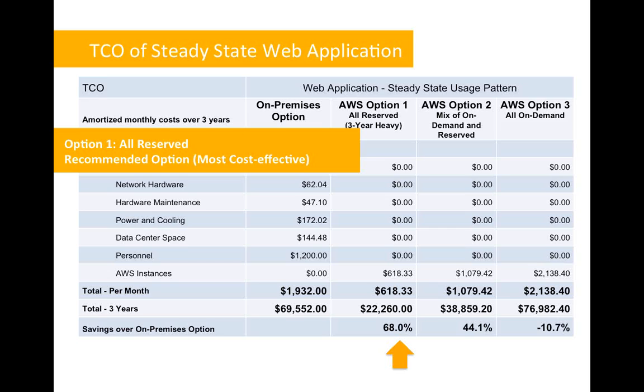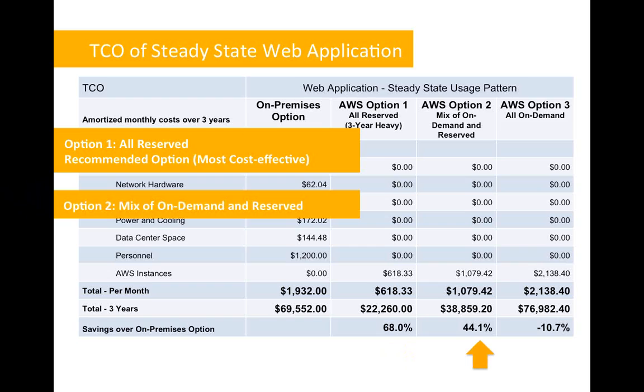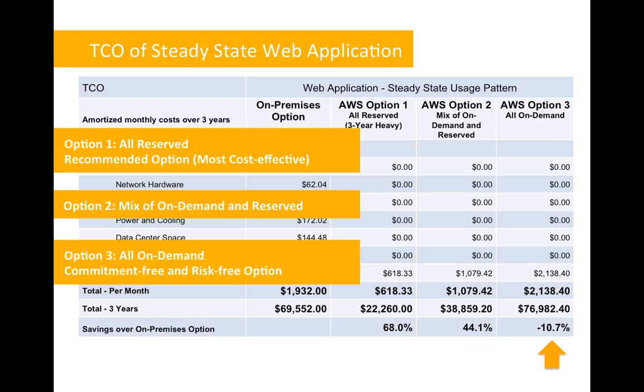And as you can see, it's the recommended option because option 2, which is a mix of on-demand and reserved, which we'll go into in the next example, is not as cost effective as all reserved 3 years heavy utilization because of the predictable demand. And interestingly, option 3, which is to go all on demand for all the instances, is actually more expensive than on-premises in this example, $76,000 versus $69,000.